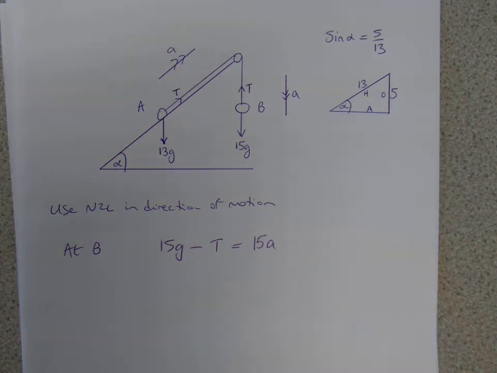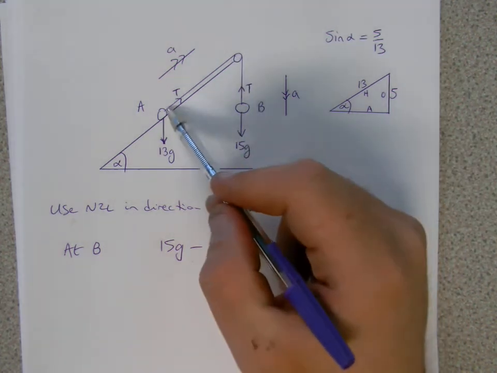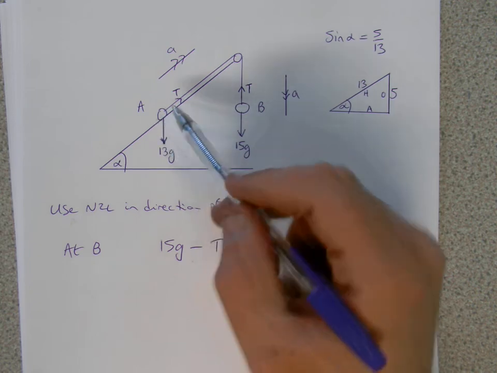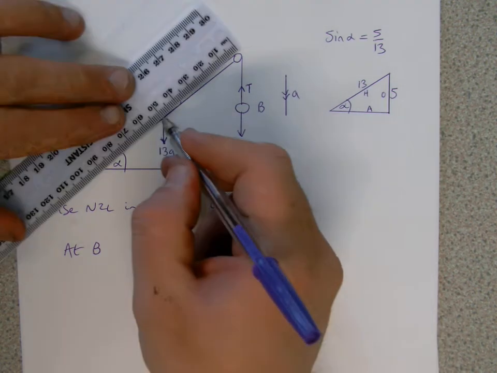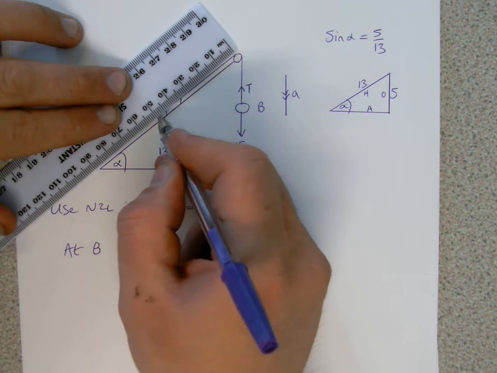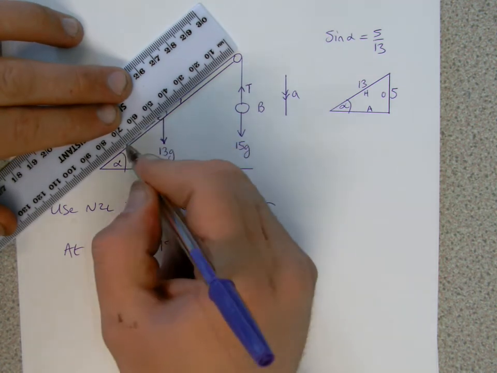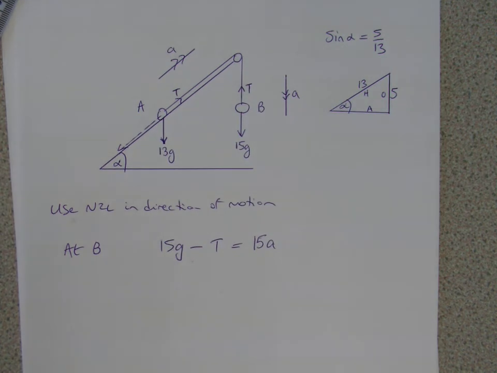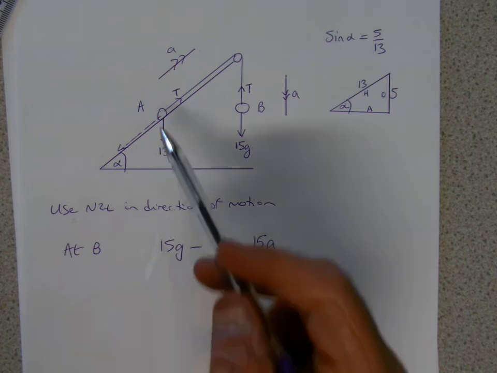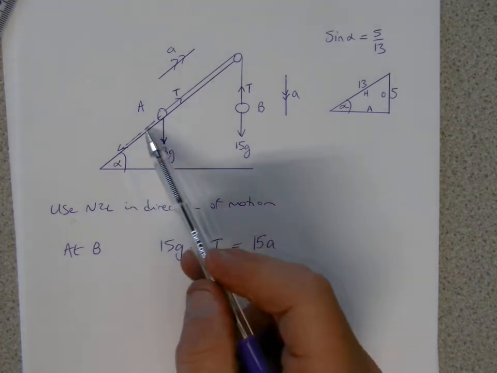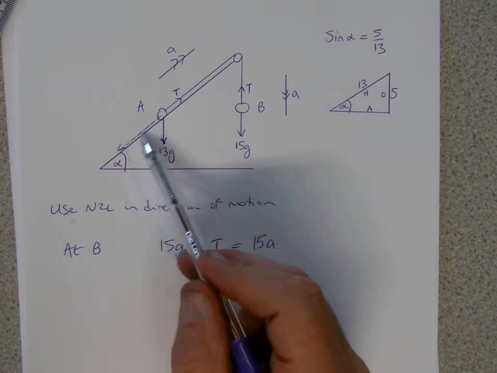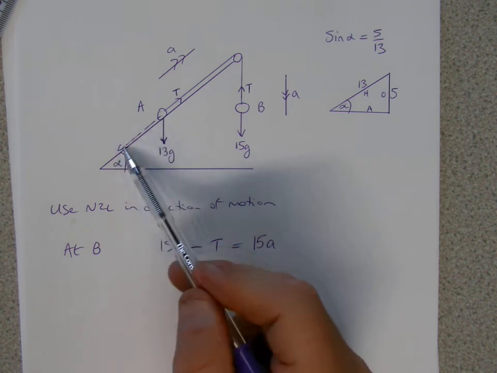That's easily done. But when we resolve along the string here, we'll have T pulling it upwards, take away this weight which is pulling it downwards, but we need the weight resolved in that direction, which is parallel to the plane. So I put a broken arrow there to show that we need the resolution of the weight here. The weight is pulling it back, but we need to see what influence this weight has in the direction of the string.